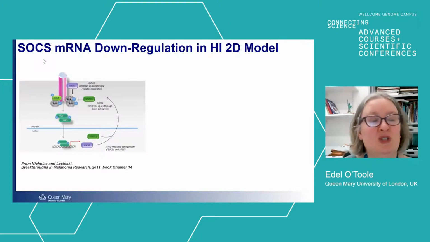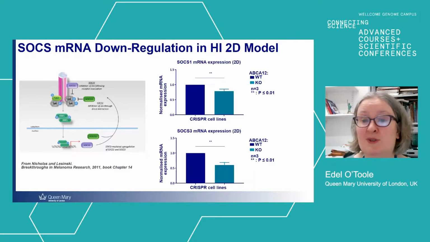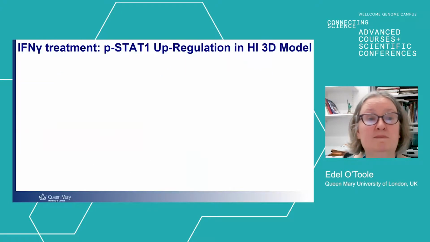So, as I mentioned before, SOCS are inhibitors of JAKs, and we found that these were downregulated in the Harlequin ichthyosis 2D model. So here you've got SOCS1 mRNA expression and SOCS3 mRNA expression, and both are reduced in the Harlequin knockout model.